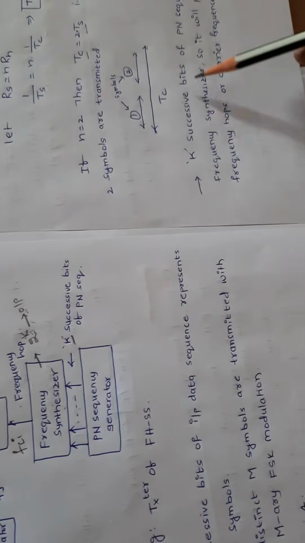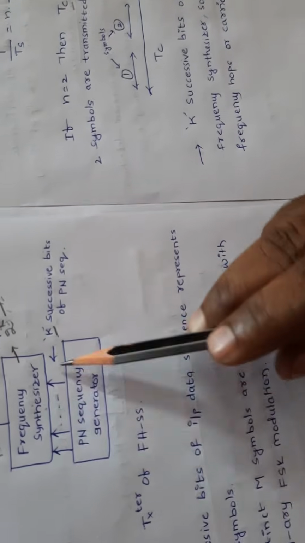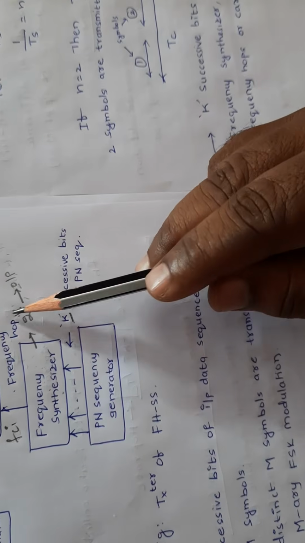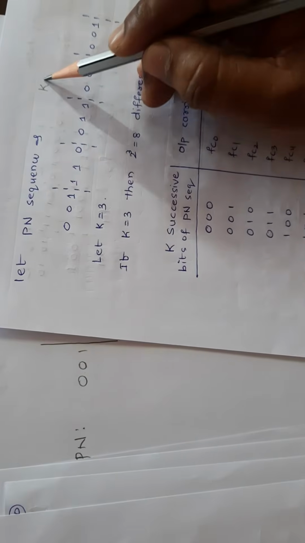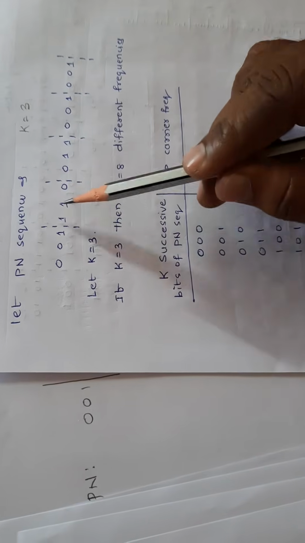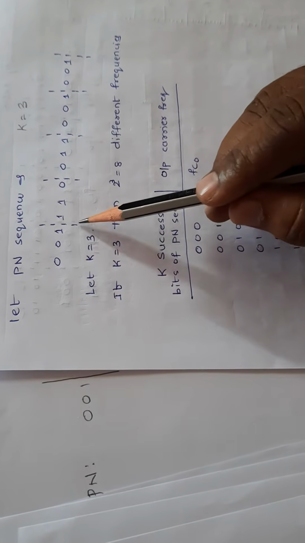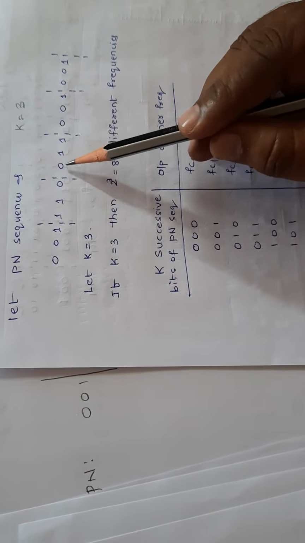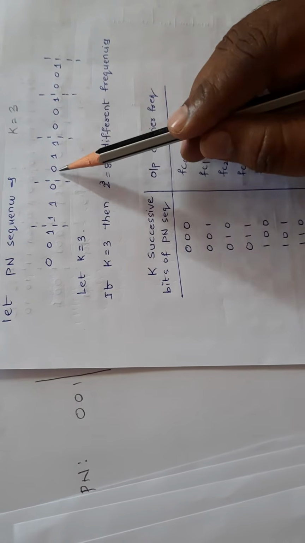So let us consider k successive bits of the PN sequence. I'm taking k successive bits of the PN sequence so that the frequency synthesizer can produce 2 to the power of k output frequencies. For example, let's say this is my PN sequence. Now I'm taking k equal to 3. So the PN sequence can be divided into 3 bits as one segment. So 001 is one segment. I'm randomly choosing this PN sequence. 110 is another segment, 001, 001, and 011, 001 are the segments.